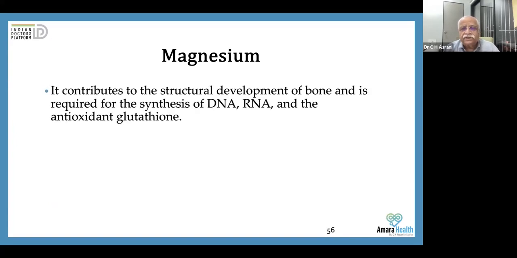It contributes to structural development of bone and is required for synthesis of DNA, RNA, and the antioxidant glutathione. So you need magnesium for all of this. Deficiency of glutathione, the commonest thing we see in practice, is hyperpigmented skin. I have tried it in some patients. It's difficult to get glutathione capsules, but then it gives good results.